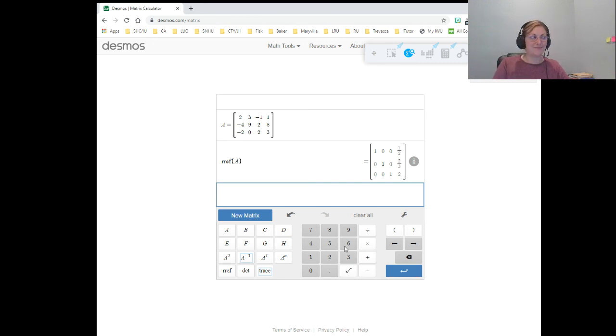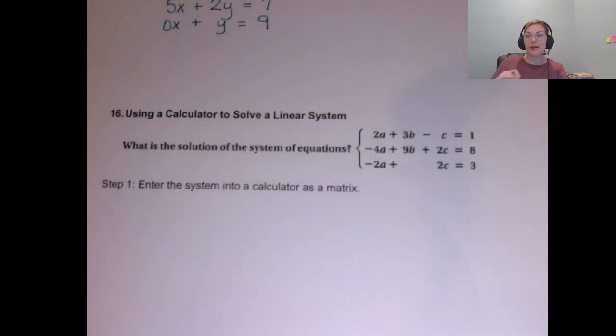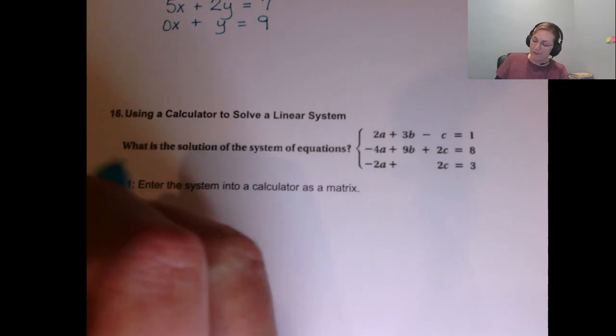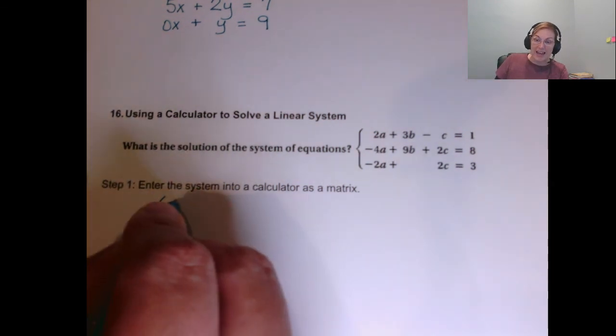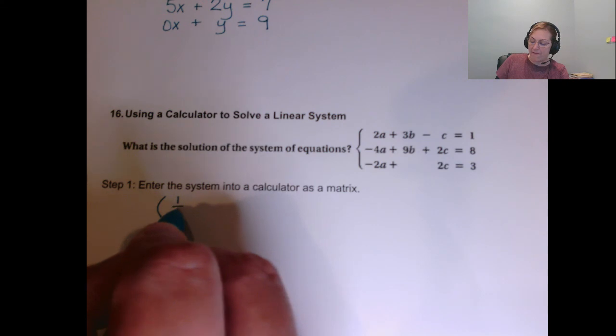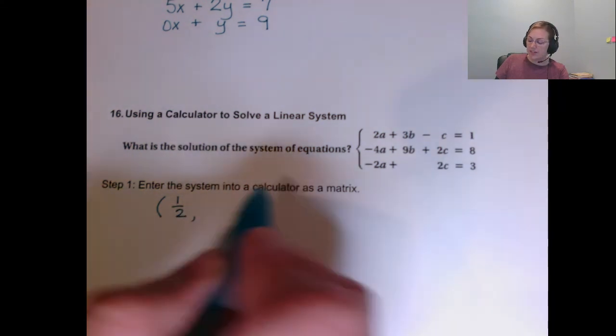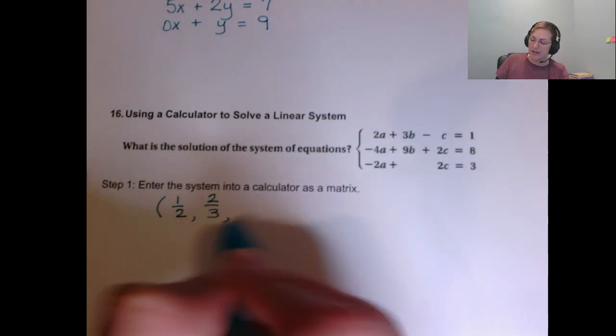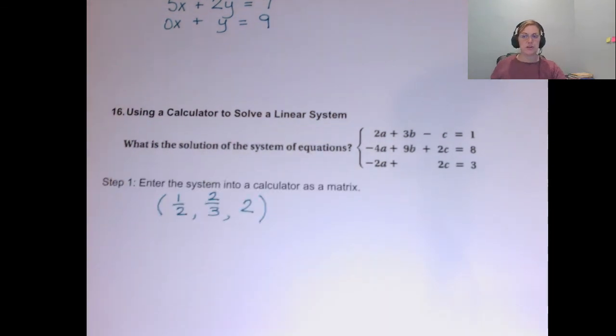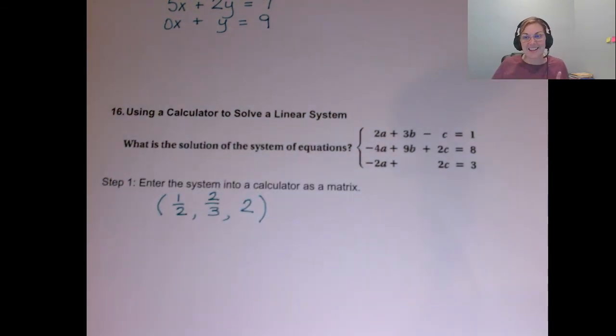Pretty awesome. Okay, I'm going to go back to our reading guide so I can record these answers. Remember, it's an ordered triplet in alphabetical order. So I've got A was 1/2, B was 2/3, and C was 2. Check out desmos.com/matrix to have that calculator. Be sure and bookmark it so you can use it again.